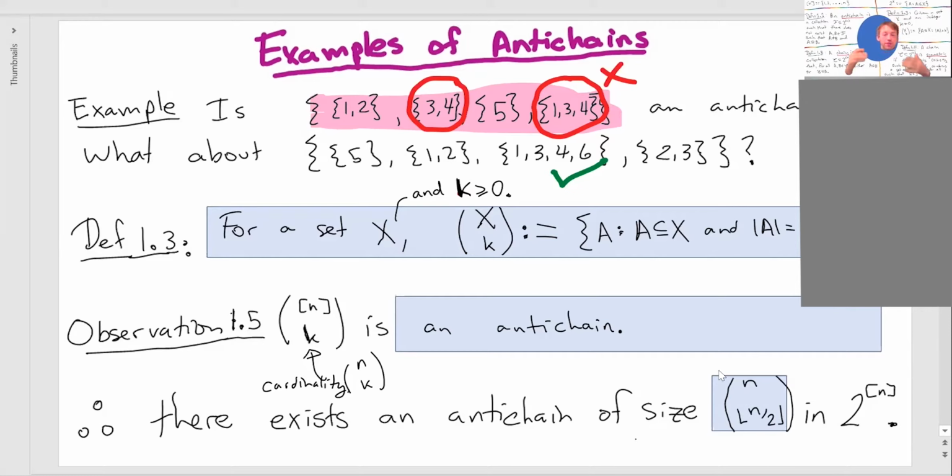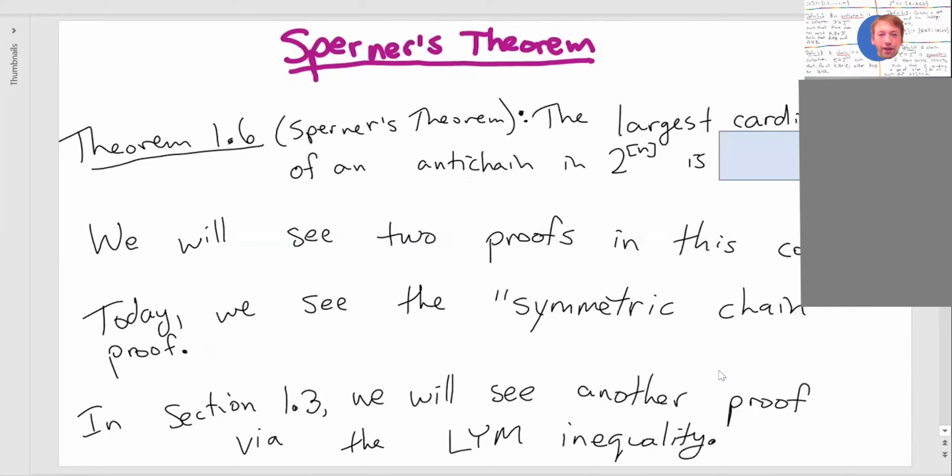So we found an example of a big antichain in some sense. We found an antichain of size N choose N over 2. So far this is just an example. We haven't really solved the question I was asking about what the biggest antichain is. This is just the biggest antichain you can make in this particular way. Any questions right now? Okay.